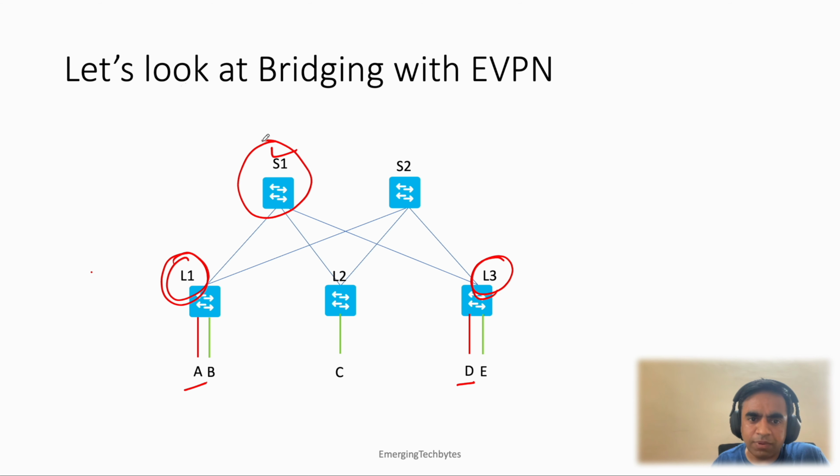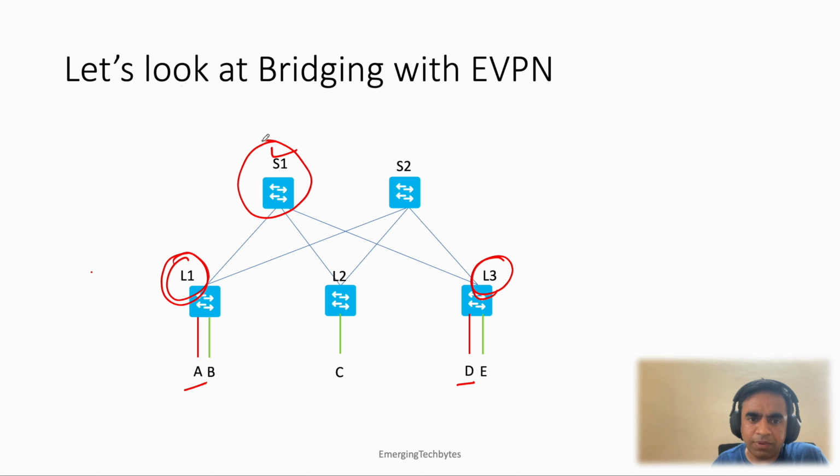So we are talking about the response from D to A. It will pass via L3, then S1, and then L1. I'm assuming that due to some load balancing, it chooses the path via S1, not via S2. So just for our demonstration, I'm not showing S2 here. So this is the payload, right? And then this is the source MAC, this is the destination MAC, right? This is the packet which comes from D.